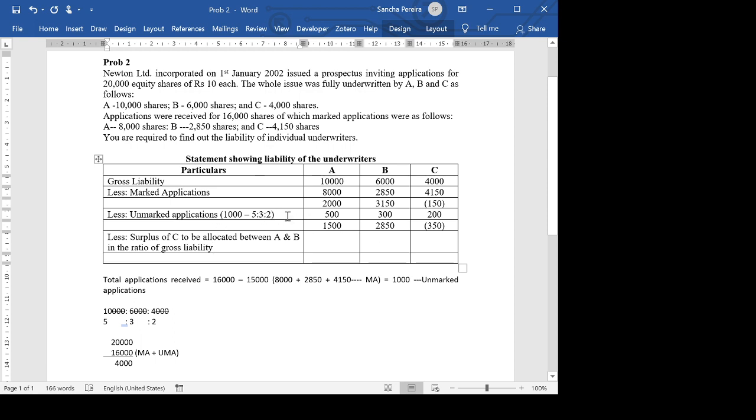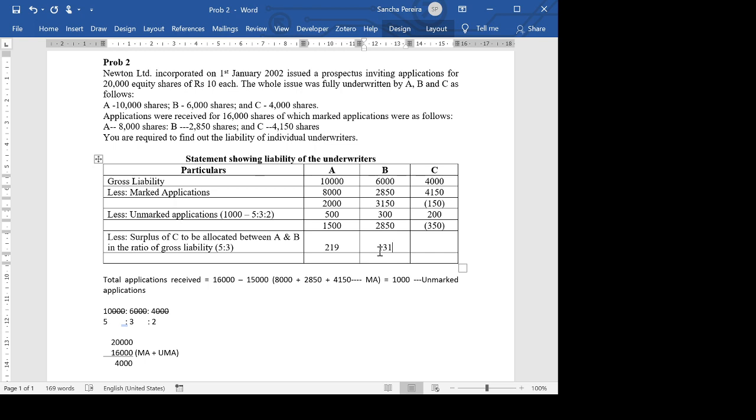And in the ratio of gross liability, what's the ratio? The ratio between A and B is 5 is to 3. So 350 divided in the ratio of 5 is to 3, you will get it as 219, and here you will get it as 131. How did I get this? 350 into 5 divided by 8, 350 into 3 divided by 8. You can just do that calculation and check.